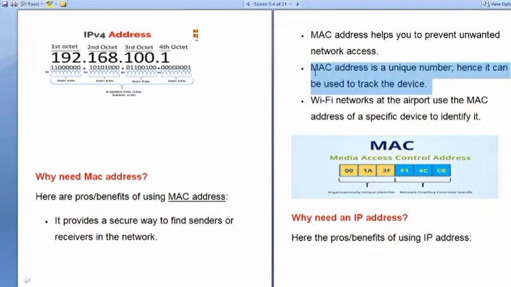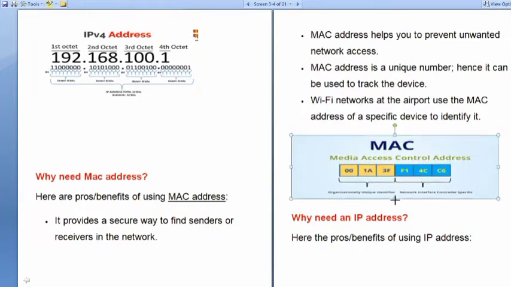Next, it acts as a unique identifier, as we all know, between the various devices. Okay, and I hope this picture is clear. This picture should be clear. So a MAC address looks like this.